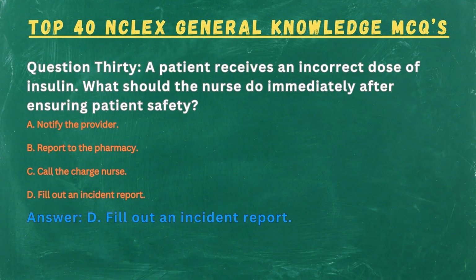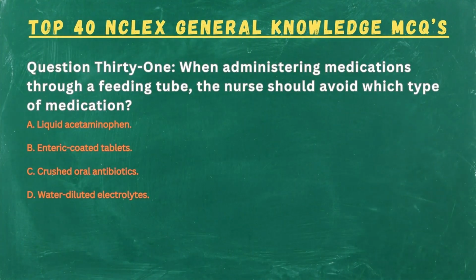Answer: D. Fill out an incident report. Question 31. When administering medications through a feeding tube, the nurse should avoid which type of medication? A. Liquid acetaminophen. B. Enteric-coated tablets. C. Crushed oral antibiotics. D. Water-diluted electrolytes.